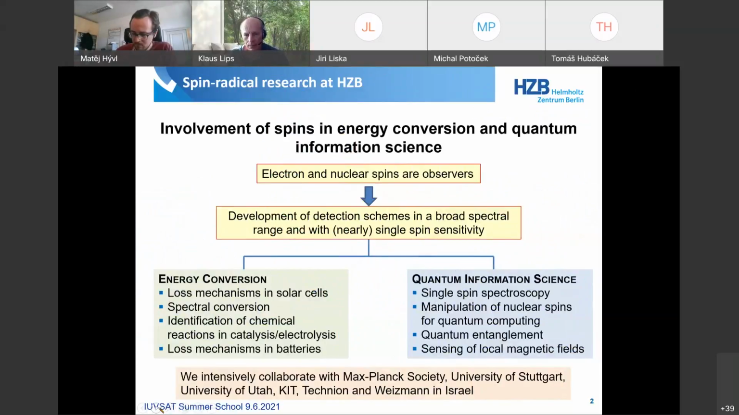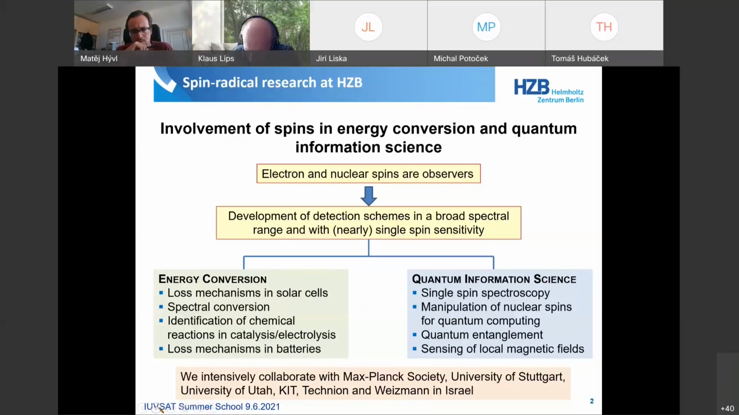So I work in a research center, the Helmholtz Center, where we are developing all kinds of technologies for solar application, which is mainly solar cells. We are setting up new chemical reactions for catalysis, electrolysis, and also look at loss mechanisms in batteries. And the second part of what we do is quantum information science. I work in both fields, energy conversion and quantum information science. And my department is dealing with the question of how spins are involved in energy conversion and quantum information science, and what we can learn from spins in the material.